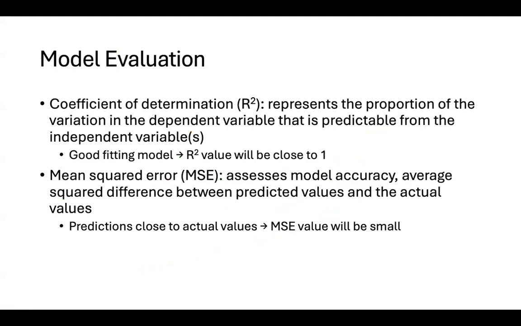To evaluate the model, you can use the coefficient of determination, which is R squared, which represents the proportion of the variation in the dependent variable that is predictable from the independent variable or variables. A good fitting model will result in an R-squared value close to 1. Or you could use mean squared error, or MSE, which assesses model accuracy, the average squared difference between predicted values and the actual values. Predictions close to the actual values result in an MSE value that will be very small.